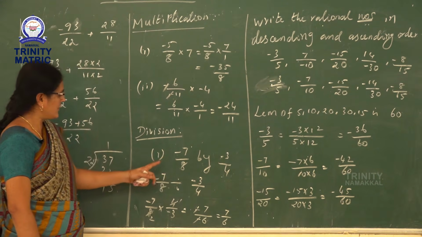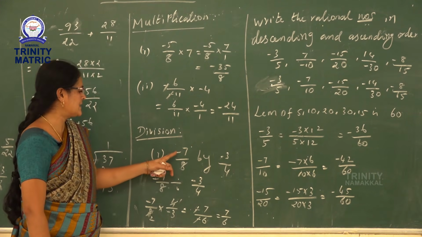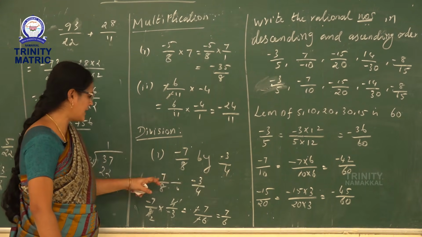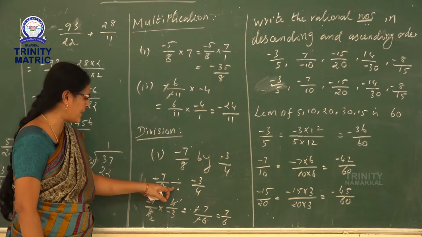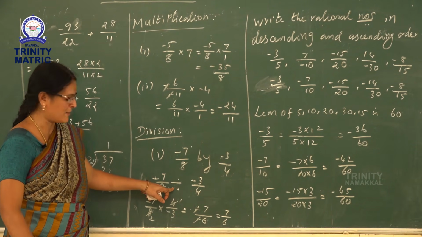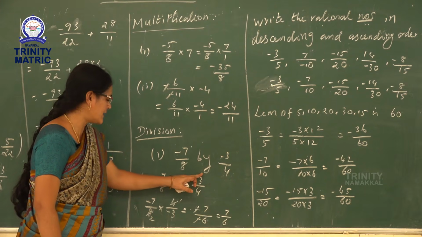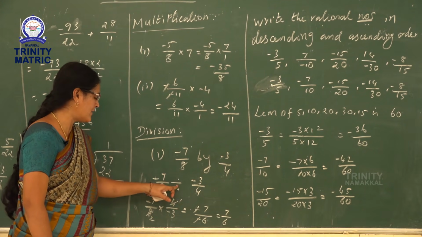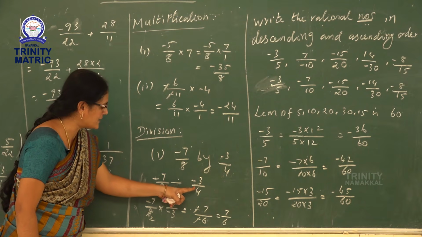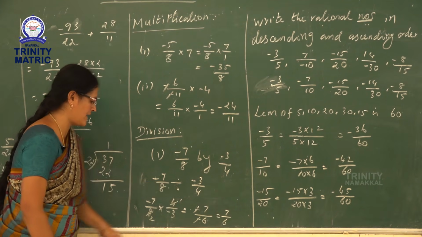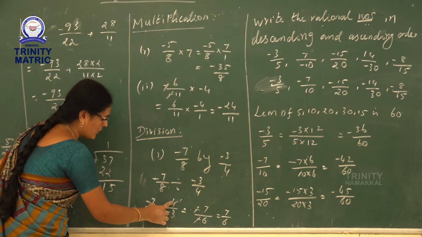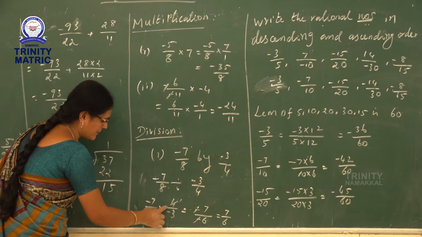Division. We should divide these two numbers: minus 7 by 8 divided by minus 3 by 4. Division is the reciprocal of multiplication. So the division becomes multiplication with the reciprocal of this number. The reciprocal of minus 3 by 4 is 4 by minus 3. So we write 4 by minus 3. In the 4 table, this number gets cancelled.